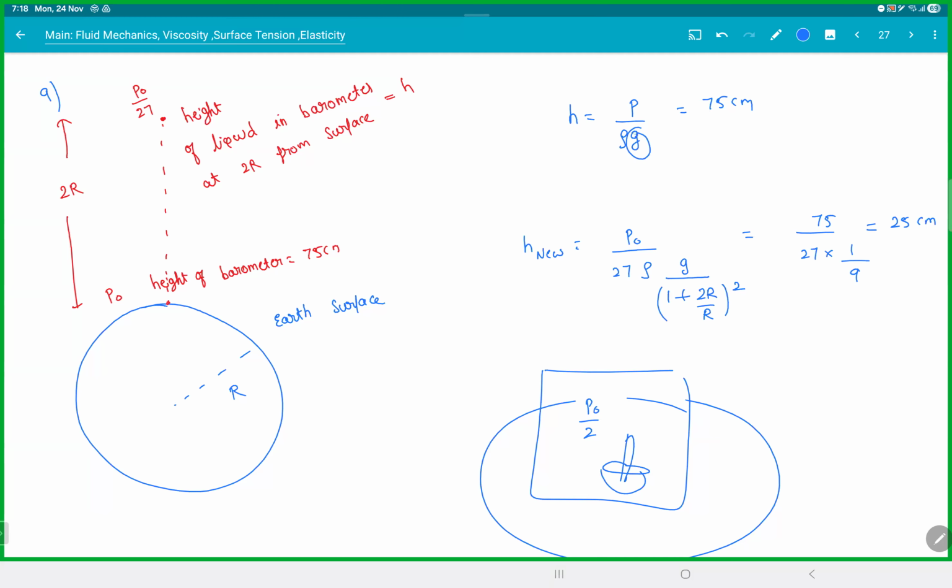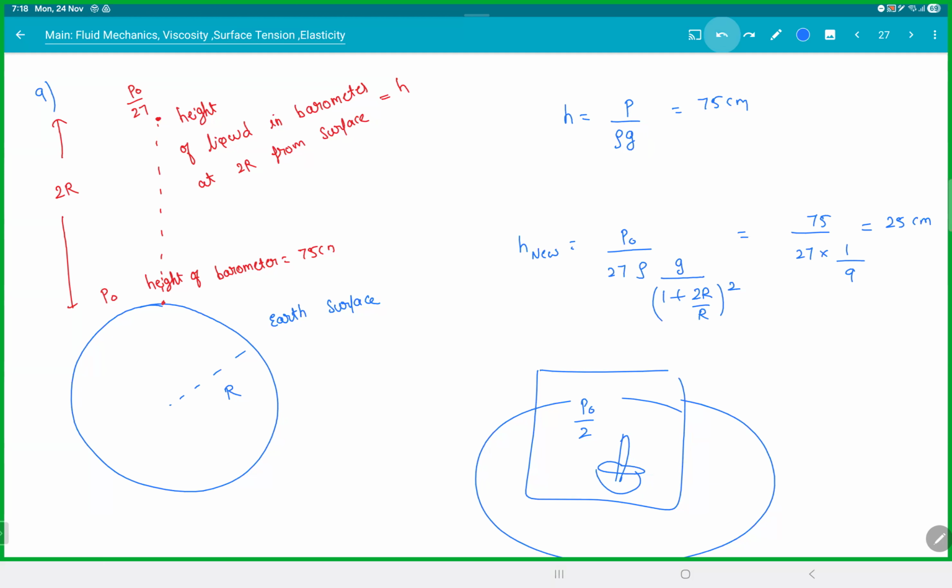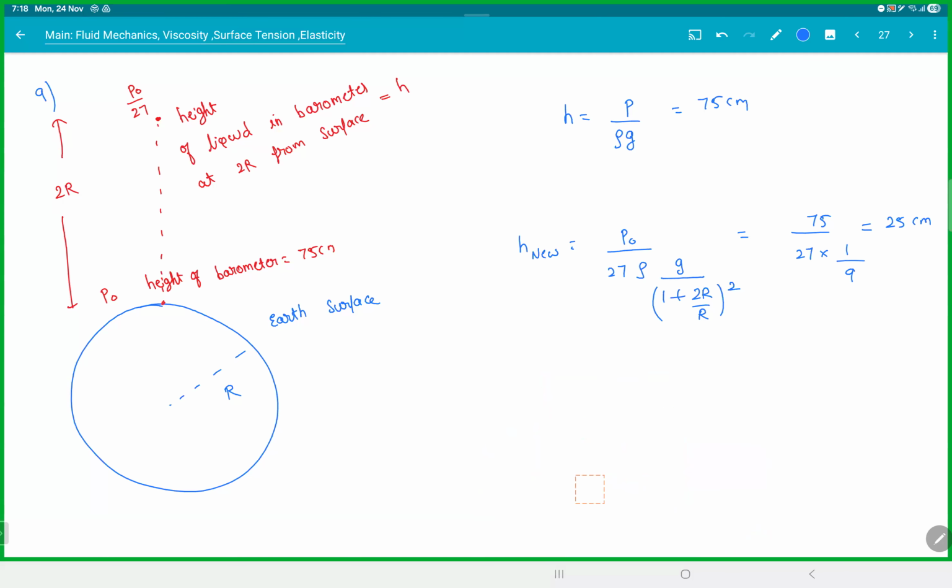Height is infinity, but infinity can't be possible. Means what? The barometer will be full. The liquid will never come down. Are you getting it? Remember that? In case of surface tension, it will be full. The entire capillary will be filled. In case of a barometer, that 1 meter will be filled. Liquid will never come down.